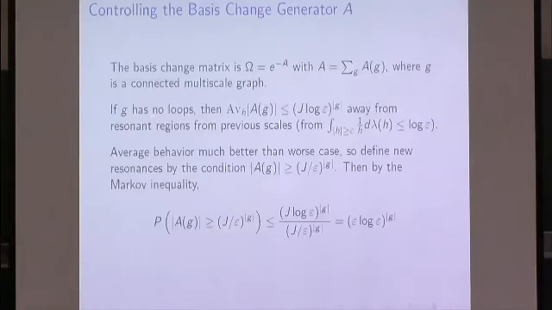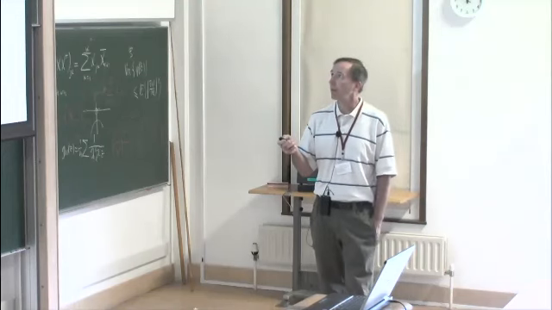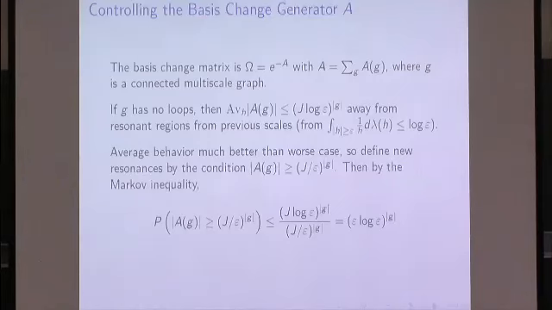And the main estimate we use is that if we take a graph that contributes to the basis change operator A, and average it over H, we get a behavior something like this, where epsilon is this resonance cutoff. So J, some small number, to the size of the graph.